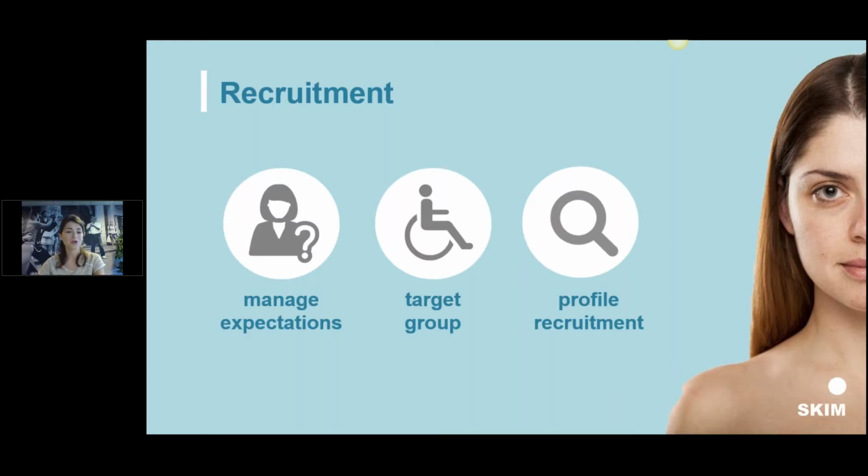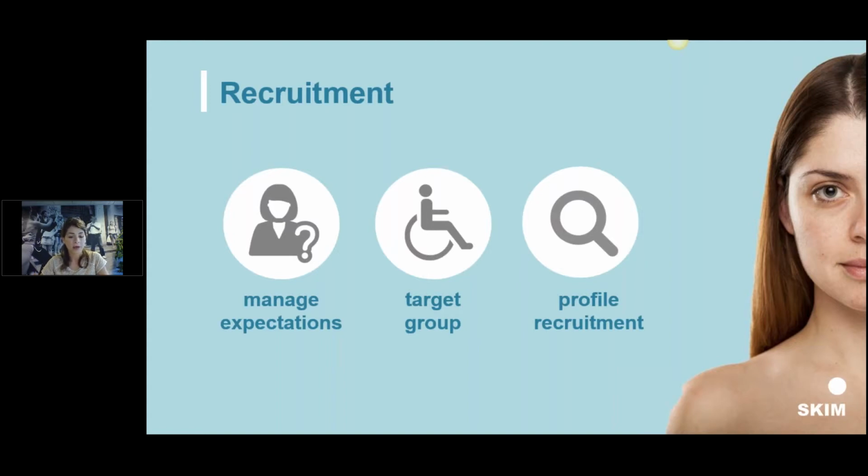Well, there are 3 learnings on recruitment I want to share with you. First of all, manage expectations of the participants. Also, understand and relate to your target group. And also, regarding the screener, we would advise working with profile recruitment. We have learned that it helps recruitment, it minimizes dropout rate, and it ensures data quality if participants' expectations are well managed already from the first contact they have with our recruiters.